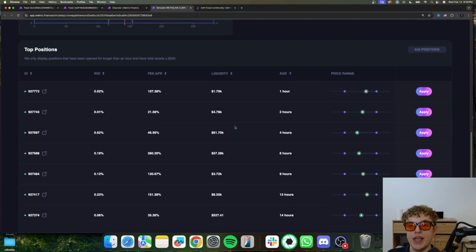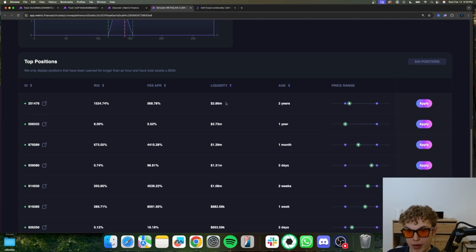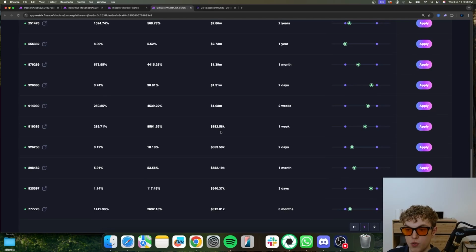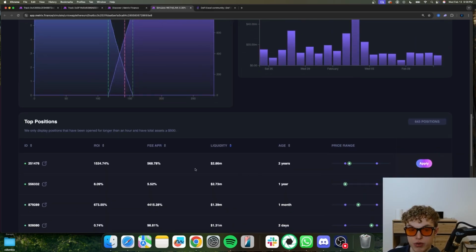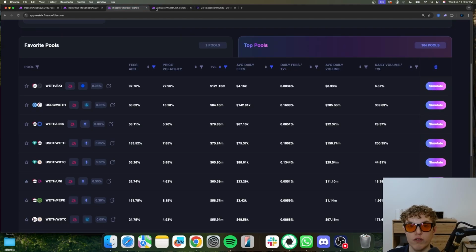Scrolling down, you can also take a look at other positions, see other wallets that are taking advantage of these liquidity pools. You can always go to the liquidity and sort by liquidity to see some pretty whale wallets with a lot of liquidity in these pools, etc. You can see if they're out of range, in range, some pretty cool things. But anyways, we can go ahead and look for some other positions.